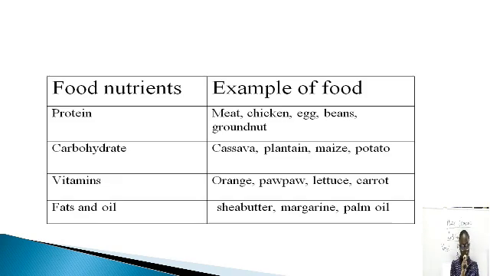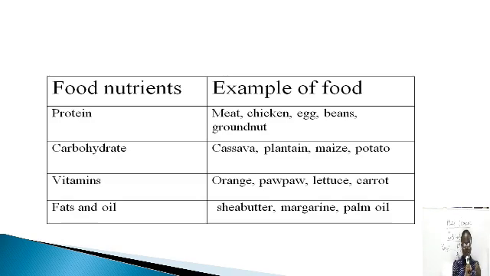Now let's go to our next food nutrient. We have carbohydrates. These carbohydrate foods are the starchy foods that we take in. And what are these starchy foods? Examples are cassava, plantain, maize, potato. We also have rice. These are the starchy foods that carbohydrates can be found in.